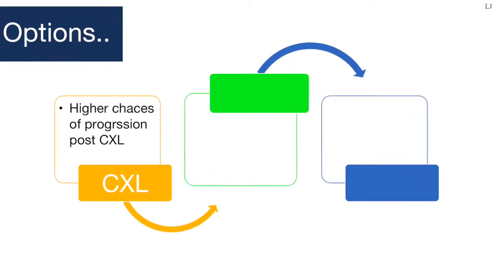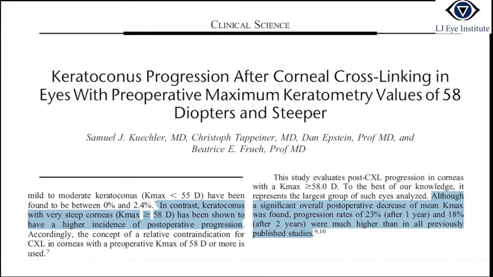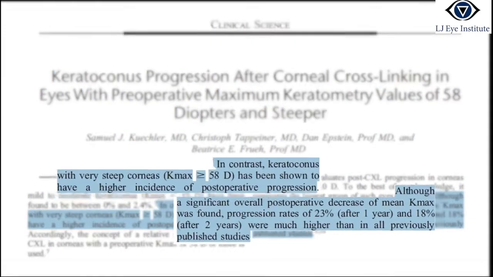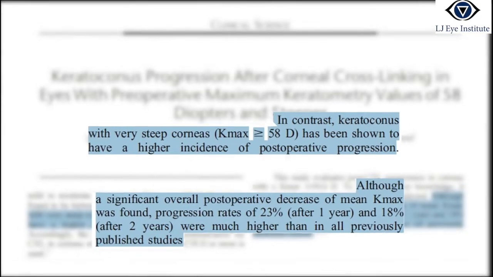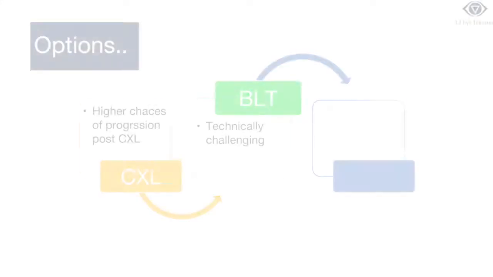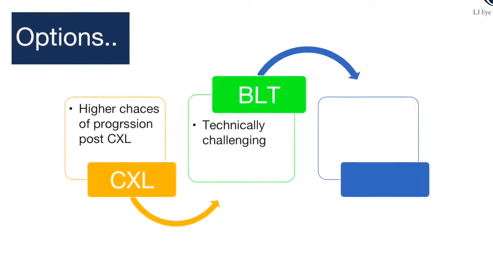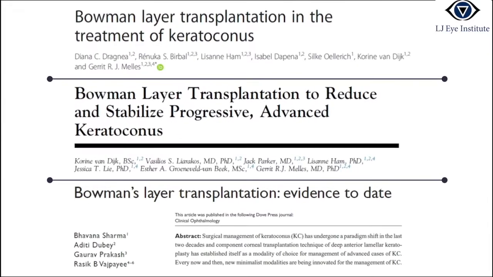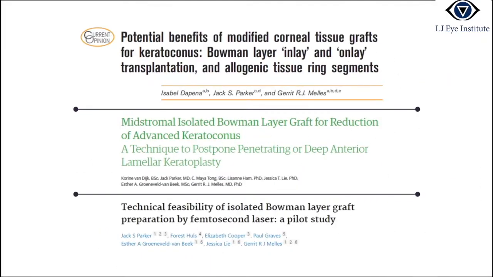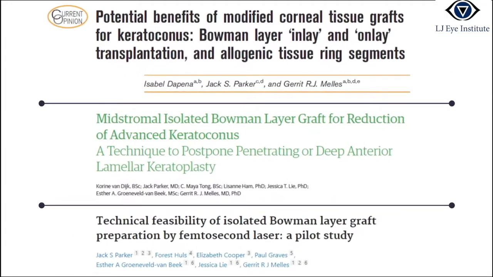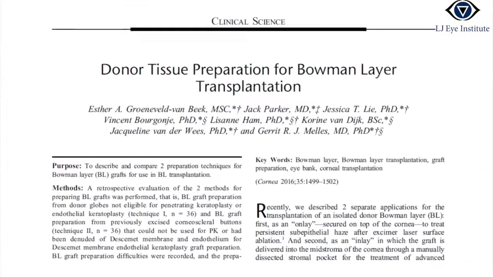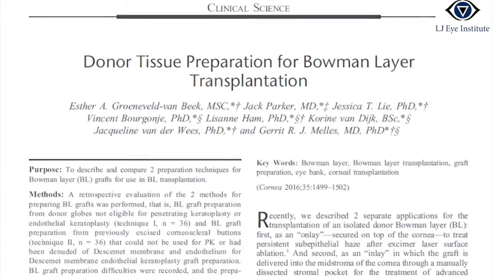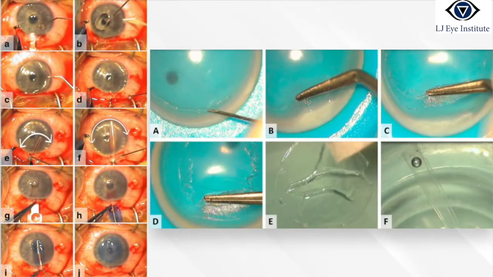So the options were to do a CXL, but with her topography, the CXL could not have been very efficacious, as it has been seen that the effectiveness is not very good in cases of steep cornea. The other option was Bowman-layer transplantation. It has been found to have good results in patients with steep cornea and thin pachymetry, but the problem is that it has a longer learning curve. The surgery is technically very challenging as well.